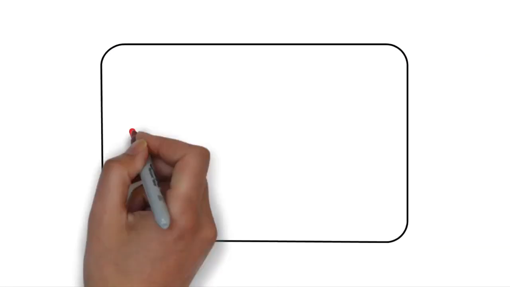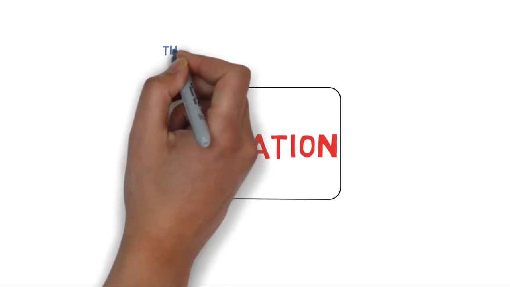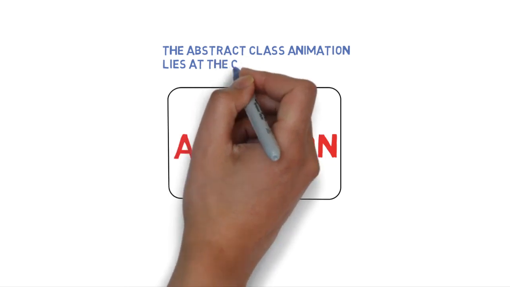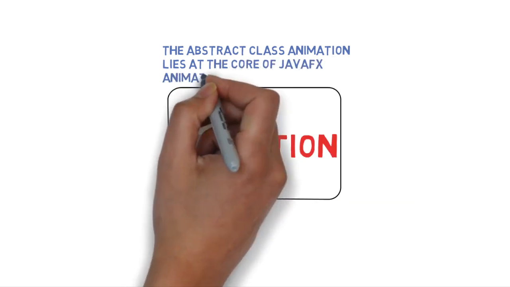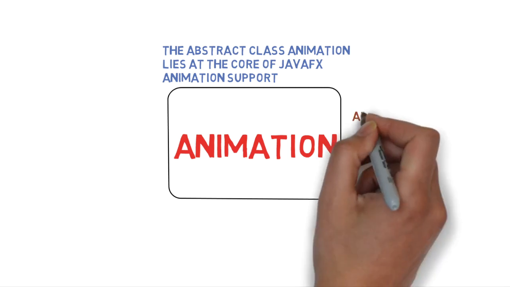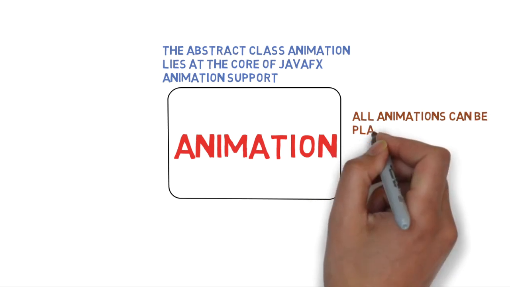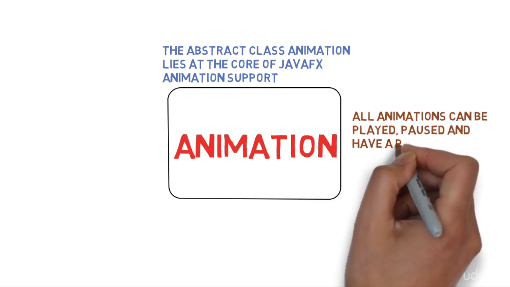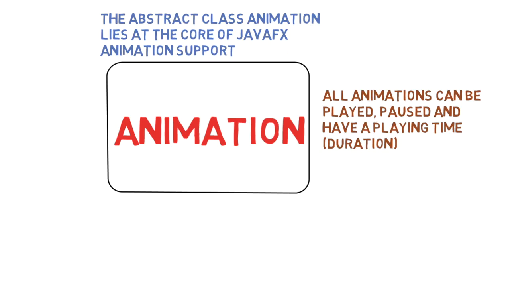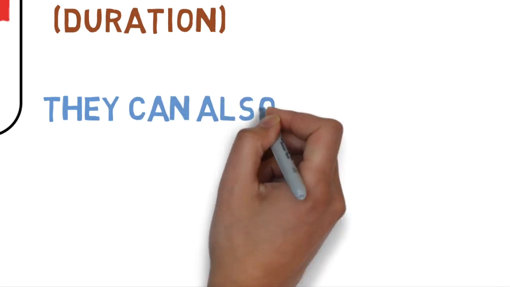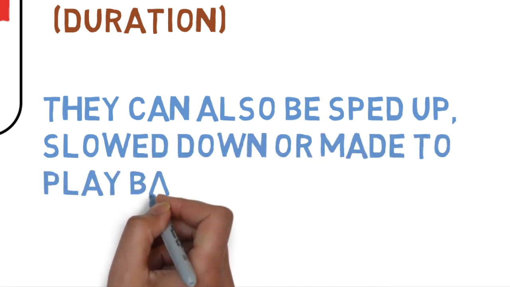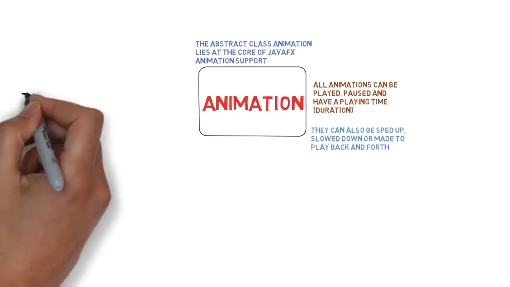Let's take a look at the class hierarchy in JavaFX animations. We start with the Animation class at the very top of this hierarchy. It's an abstract class called Animation, which lies at the core of JavaFX animation support. Any animation that you develop within JavaFX inherits from this class. Now, all animations in JavaFX have some core properties and some core behavior. All animations can be played, paused, and have a playing time, which is the duration of the animation. This is common to all animations. In addition, animations can also be sped up, slowed down, or made to play back and forth. So these are all the operations that you can do on all animations, whether it's the built-in JavaFX types or the ones that you create.